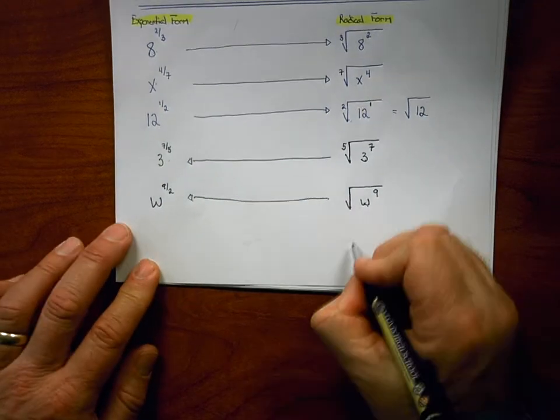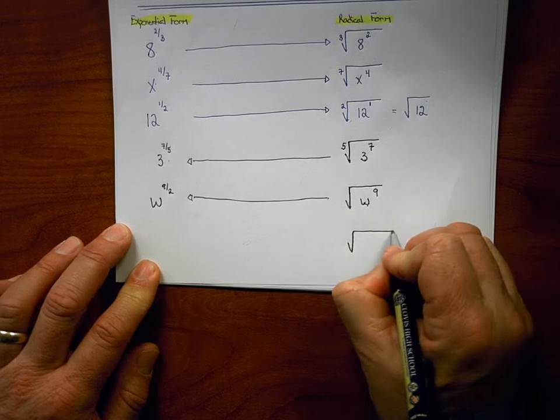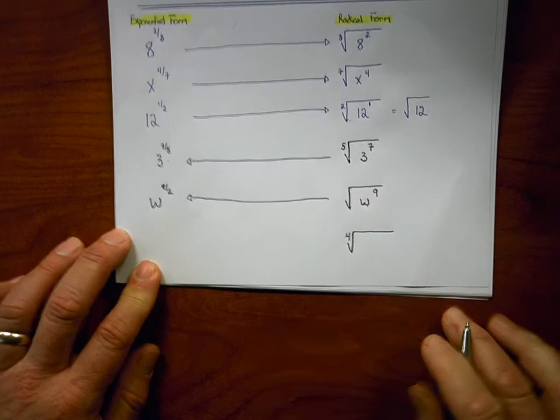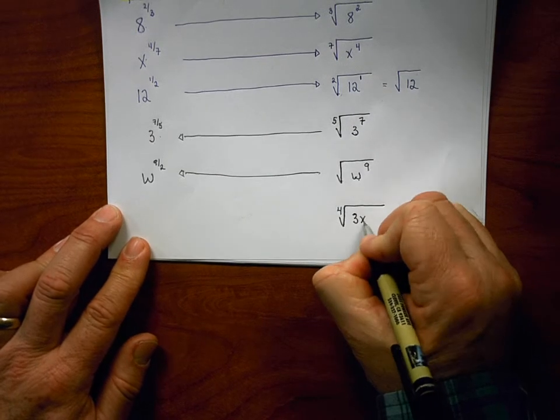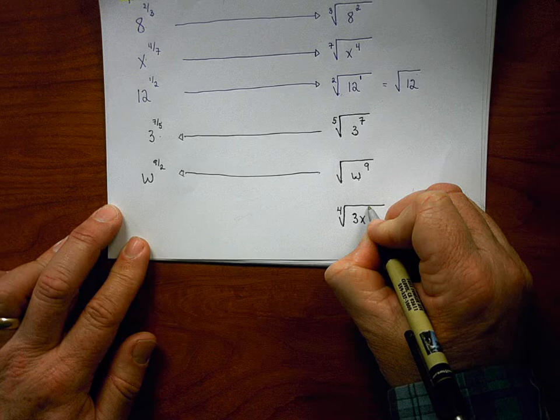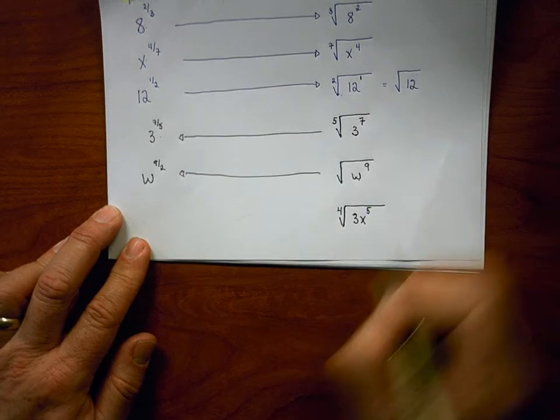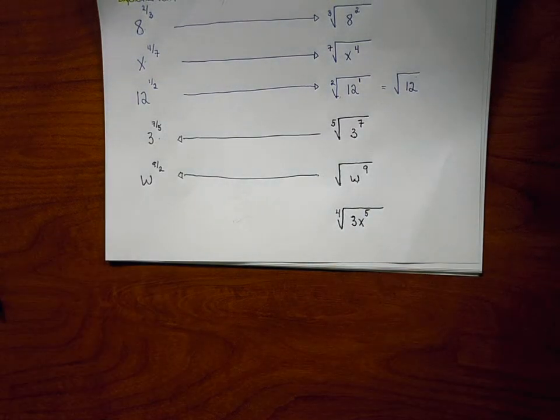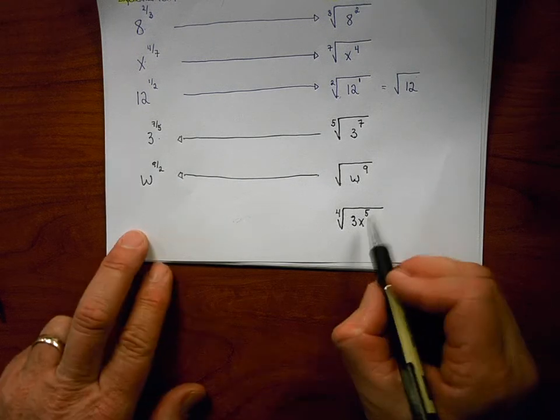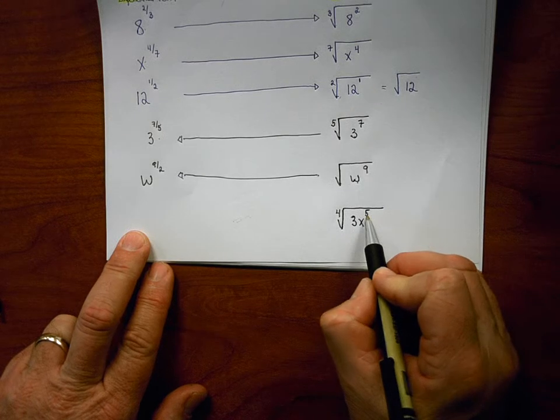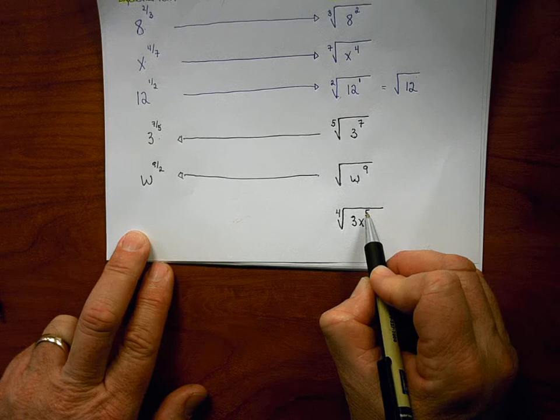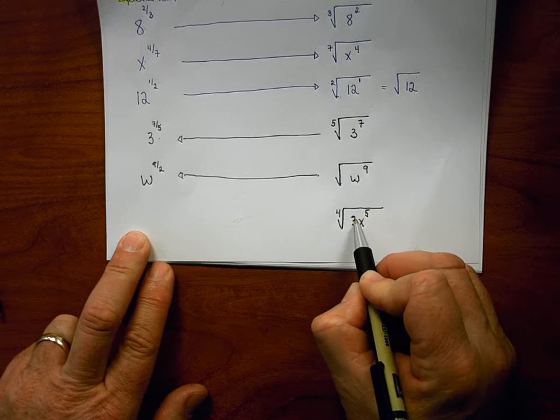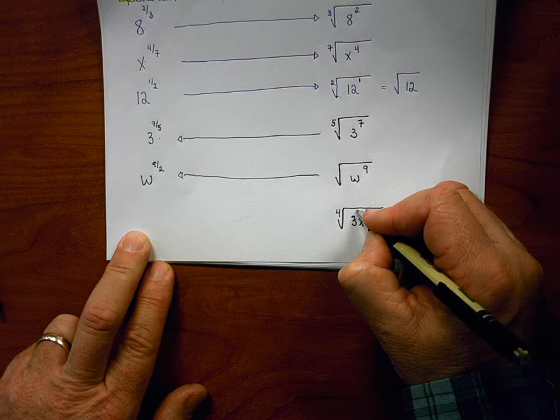And the last one is tricky. Let's say I have an index of 4, and the radicand is a 3 with an x to the 5th power. On this particular one, you have to be careful. This 5th power is only for the x. That 5th power is not for the 3. This 3 actually has an exponent of 1.